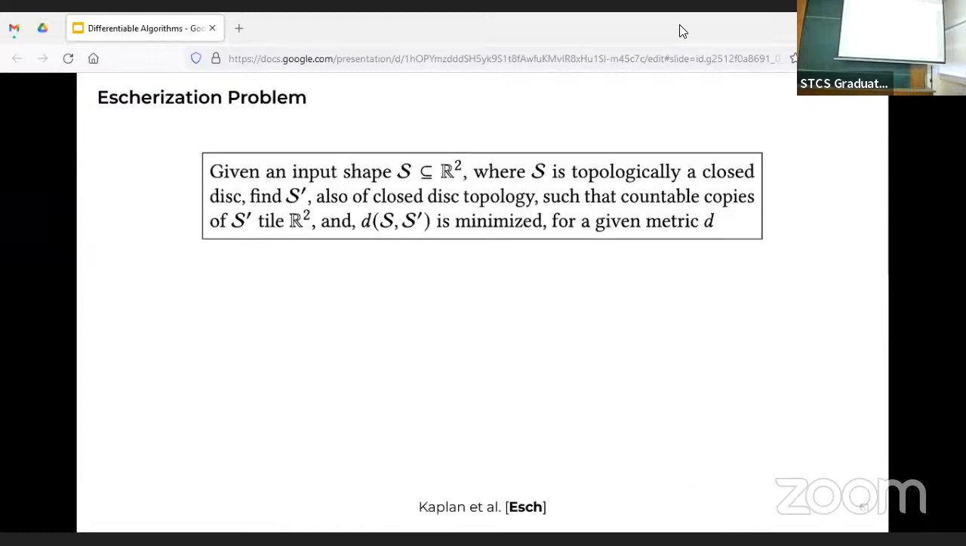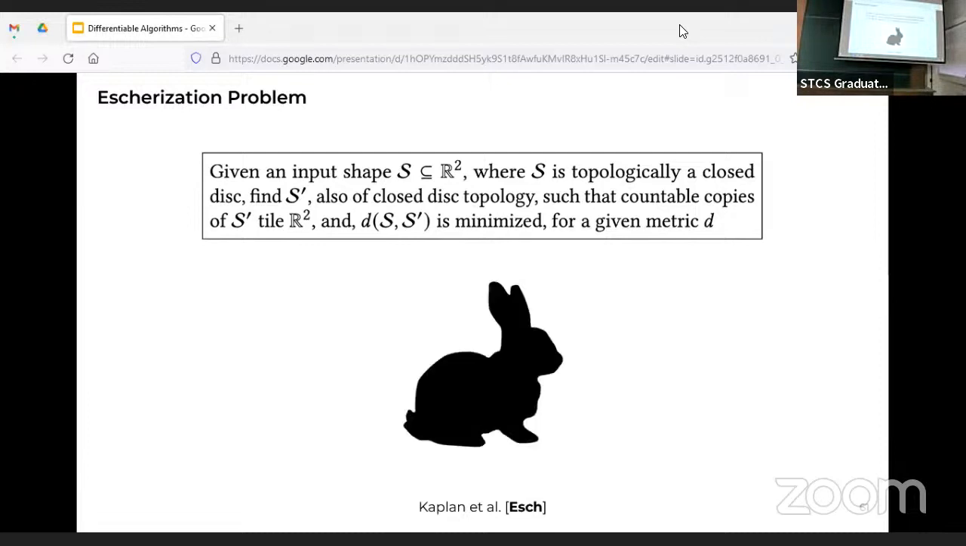So the Escherization problem is, given an input shape, let's say like a rabbit, we might want to find a shape similar to the rabbit which is tileable, which can tile the entire space. So the assumption is that this shape is a closed disk with a boundary. And the shape we want to find should also have closed disk topology and countable copies. And let's say we have a distance metric between shapes, which says how similar two shapes are. So we want to minimize that distance.